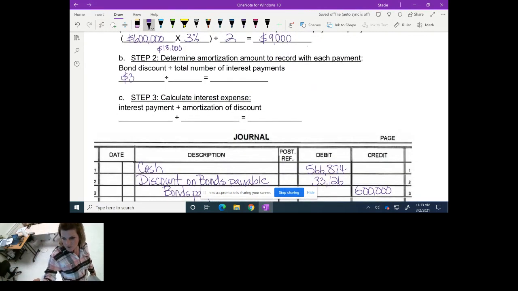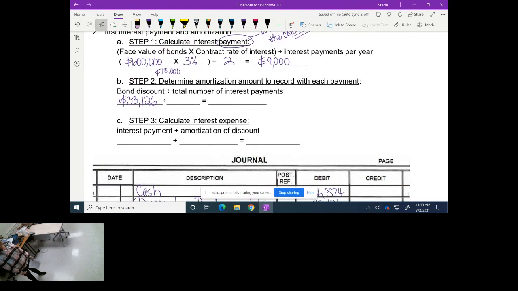It was $33,126. Now, you're going to divide that by the total number of interest payments you're going to make during the life of this bond. How many is that going to be? 10. 2 a year times how many years? So it's for the whole life. So let's say entire life of bond. So in this one, you'll have 5 years times 2 payments per year.